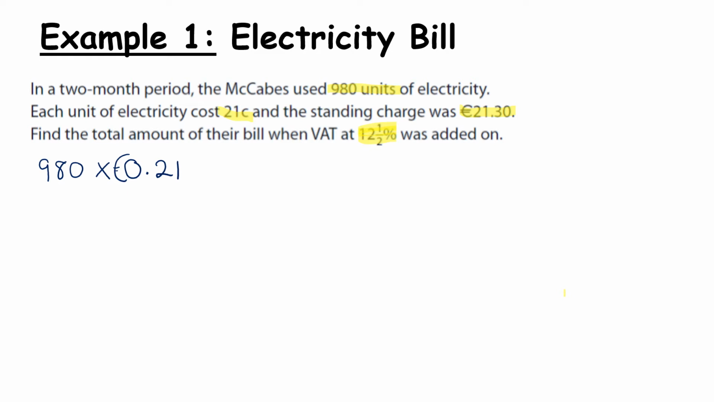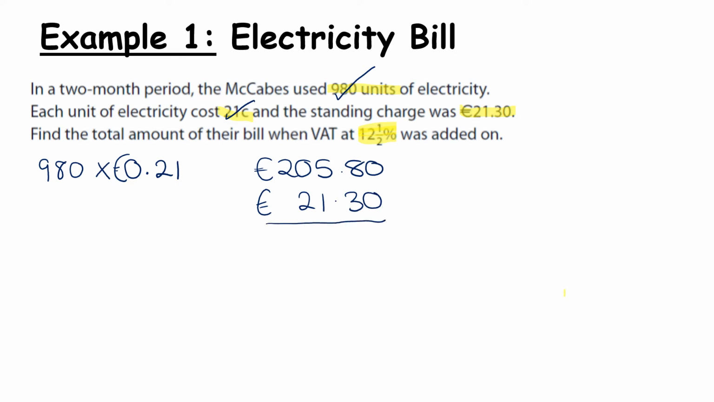So by multiplying straight away by the euro figure, you get 205 euro and 80 cents. So that's the cost for the units of electricity that the McCabe's used. Now, there was what was called a standing charge. The standing charge is the piece you have to pay even if you don't use any electricity. It's standing, so it doesn't change, it stays the same, and they'll have to pay that even if they used no electricity in the whole 2 months.